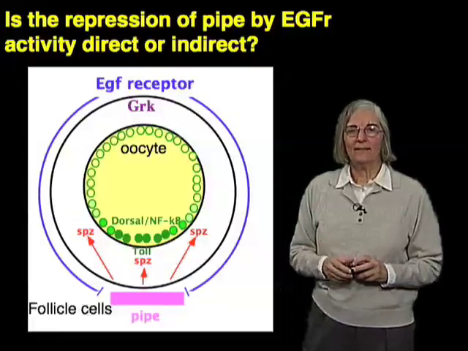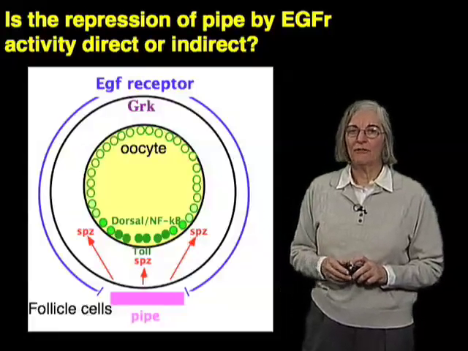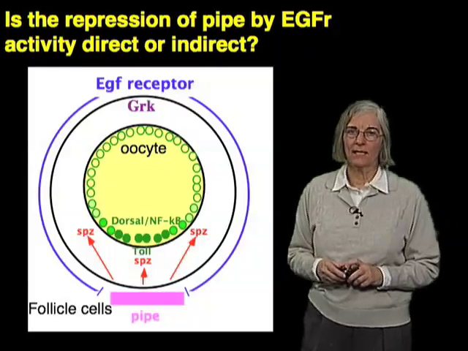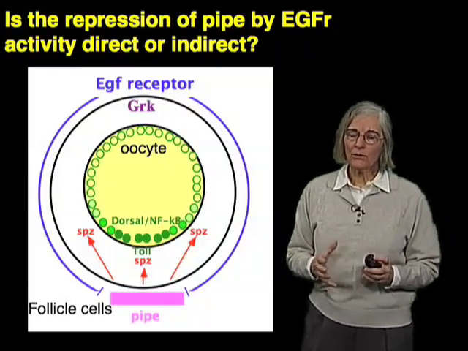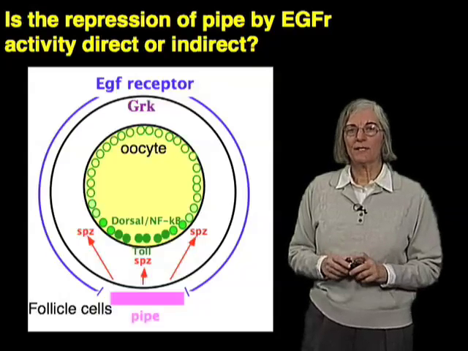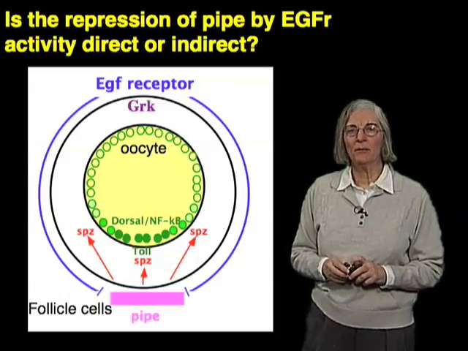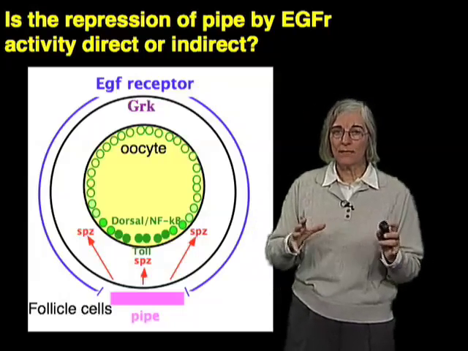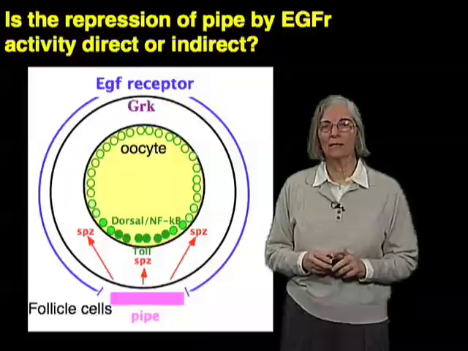In order to get at these questions, we have again undertaken some mutagenesis experiments to find genes that would alter EGF receptor signaling or its outcome in the embryo, to try to understand how this process works at the molecular level.